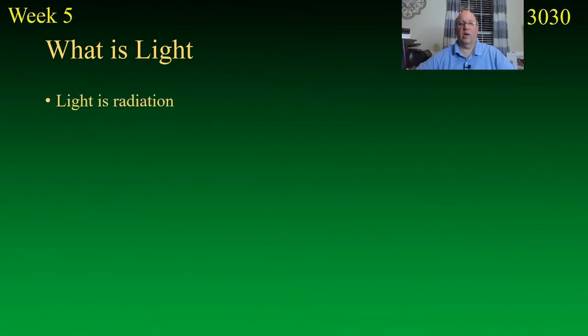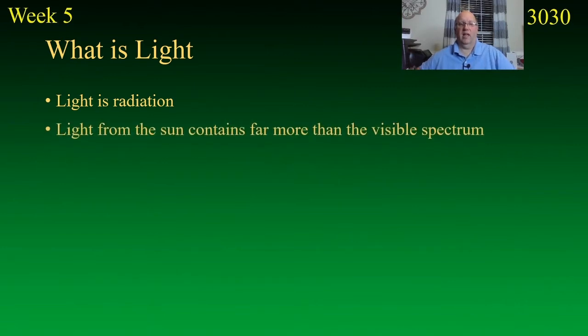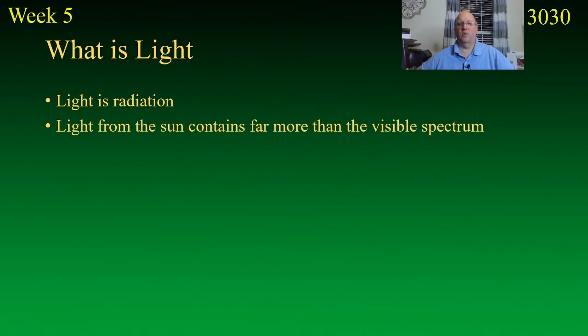Well, light is radiation. And when we hear the word radiation, we think of nuclear power and things like that. But really, almost anything can be considered radiation if it's energy of some kind. And light from the sun contains far more than the visible spectrum. For example, if you get an X-ray taken, that is a kind of energy. It is a kind of radiation, but the light from the sun contains a lot of X-rays. Also radio waves, ultraviolet, infrared, and things like that. And so there's a lot to what light is. Fortunately, we're only talking about the visible spectrum.